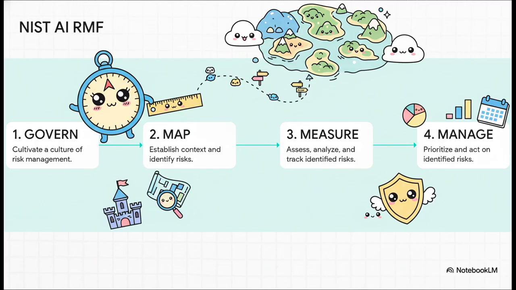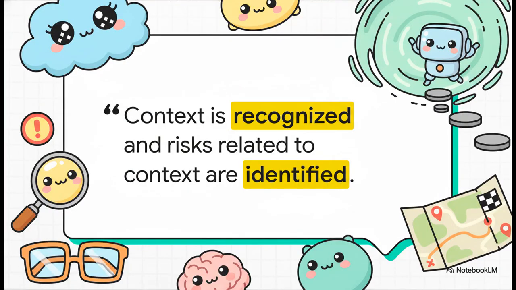Now, this map function is the second of four big functions in the NIST AI Risk Management Framework. You've got govern, map, measure, and manage. And while they're all super important, map is the one we're really digging into today because it's the foundational step that happens before you even start building. It's where you literally draw the chart for your entire journey. And the whole point of the map function really boils down to this simple but super profound idea from NIST itself: "Context is recognized, and risks related to context are identified." In other words, it's all about looking before you leap.